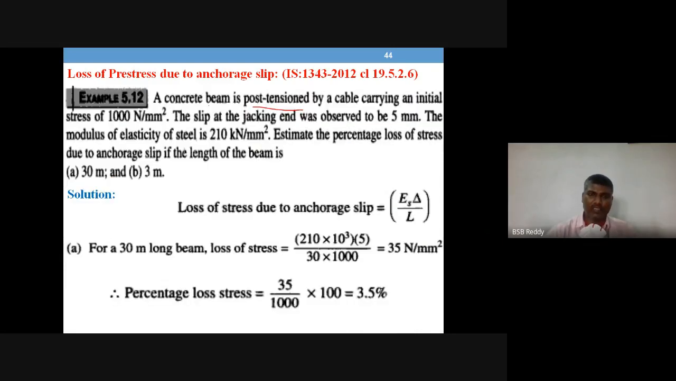Okay, right. So a concrete beam is post tensioned by cable carrying an initial stress of 1000. The slip at the jacking end was observed to be 5 mm. So 5 mm is moved by the tendon when it is released from the jack and anchored. Once the anchorage device has come into picture, that slip is 5 mm and never happens again. So this will be holding the tendon till its life of the member. So at that position, once the 5 mm slipping has occurred, it is done.